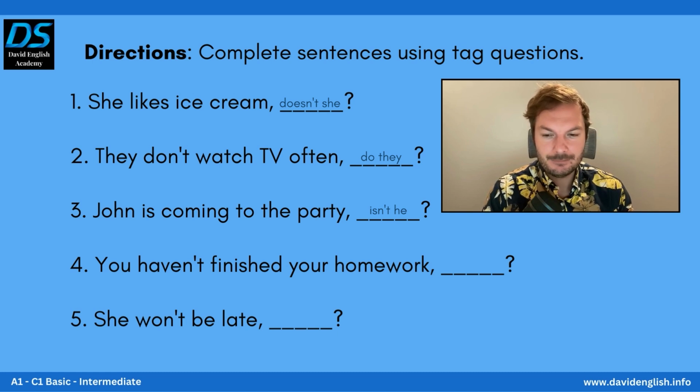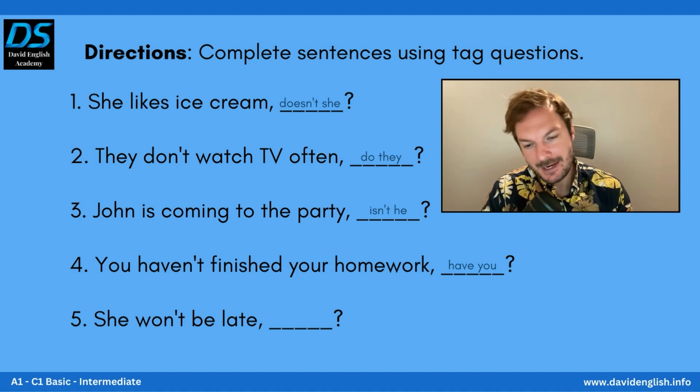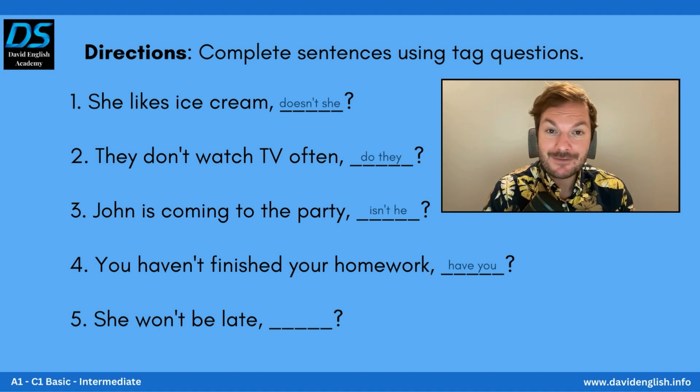Number 4, you haven't finished your homework. This is present perfect. This might be hard for some of you because we haven't done it yet. Here we have the words haven't finished. It's present perfect. We want to say, you haven't finished your homework. Have you? Going into positive, negative to positive.